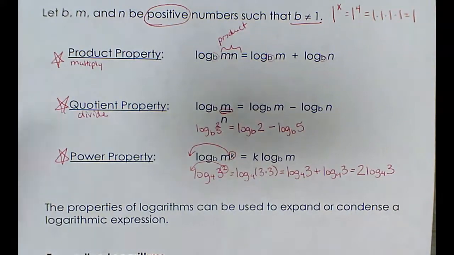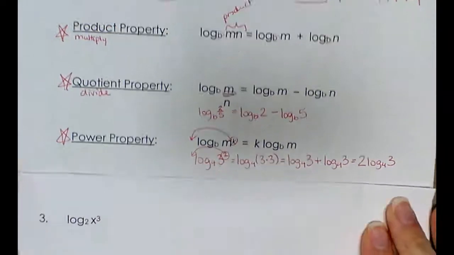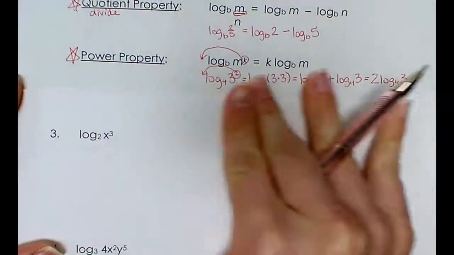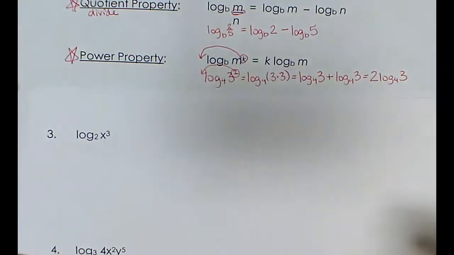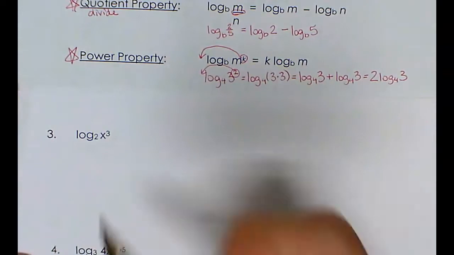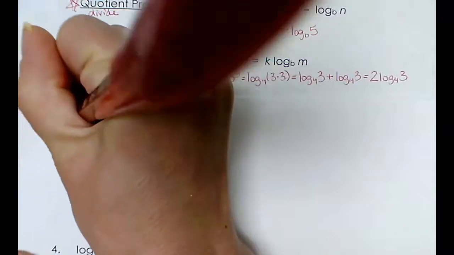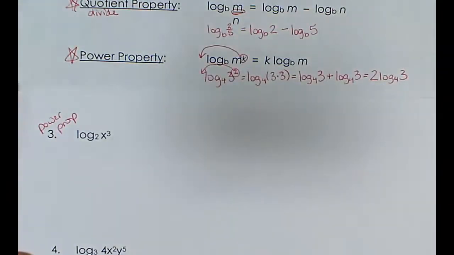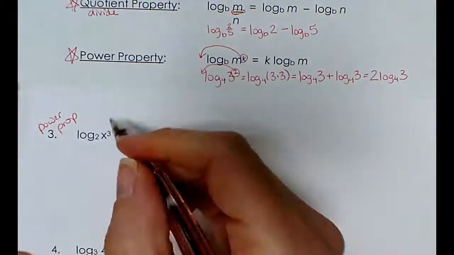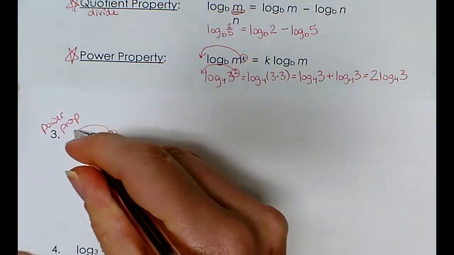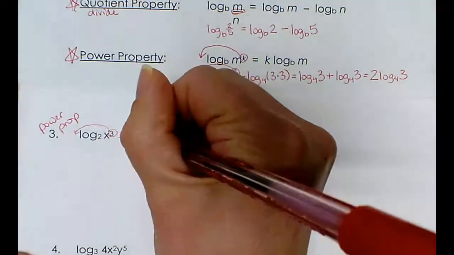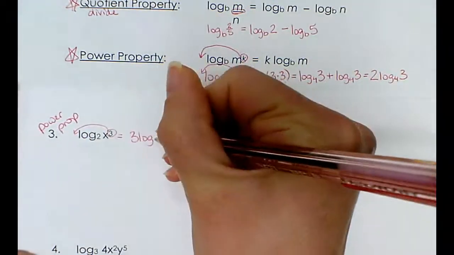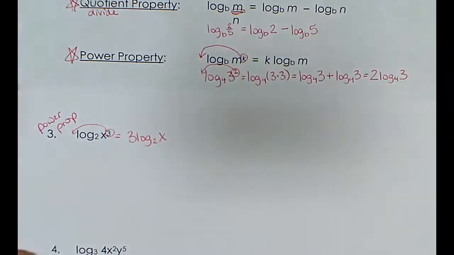So let's practice for example 3. I can tell that this is going to be a power property problem because I have x to the power of 3 here. So this is a power property. I'm going to rewrite this with the power, the exponent, as the coefficient of the log term. So this expands to be 3 log base 2 of x, not x cubed anymore because the 3 became the coefficient. How easy is that?